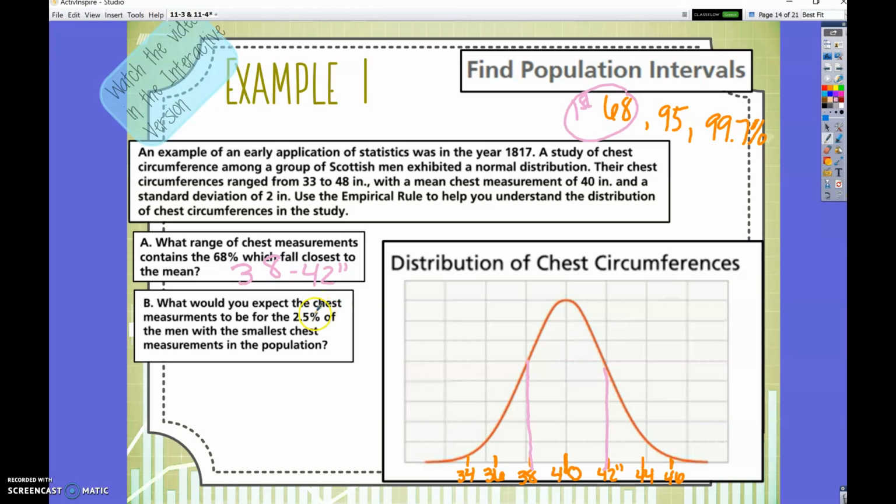Now, what would you expect the chest measurements to be for the 2.5% with the smallest? The smallest chest measurements are going to be down here, of course. But you might be asking, where are they getting the 2.5? If you had 95% in the middle, so here's where the 95 lies, you've got 5% left over. That's 2.5 out here and 2.5 out here. When they want the chest measurements in the lowest 2.5%, we're looking here between 34 and 36 inches.